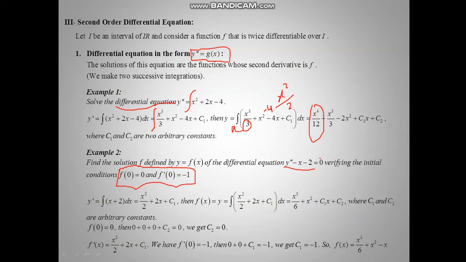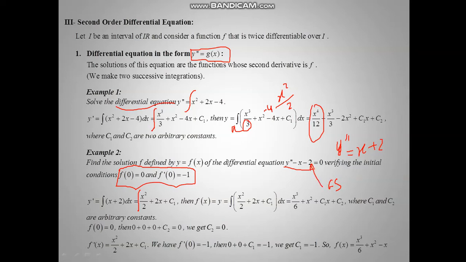Okay, first let us find y double prime. Y double prime is equal to x plus 2. So now y prime is the integral of x plus 2, which is x squared over 2 plus 2x plus c1, and we want to find y. Y is the antiderivative of this, so it is x cubed over 6 plus 2x, the integral of x is x squared over 2. We simplify the 2 and the 2 to get x squared plus c1x plus c2. This is the general solution of this differential equation.